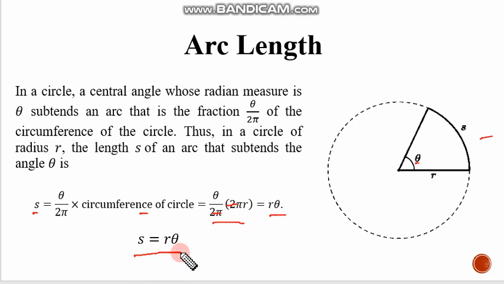So the length of an arc is s equal to r times theta, where s is the length of the arc, r is the radius, and theta is the angle in radian measure. Take note, this must be in radian measure. If the given is in degree measure, convert it first to radian measure before you use this formula.